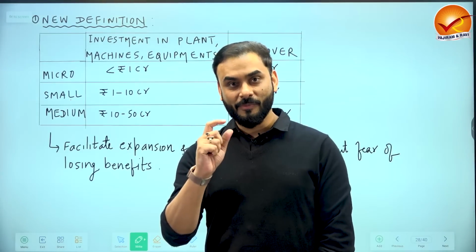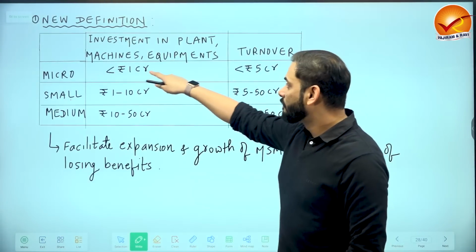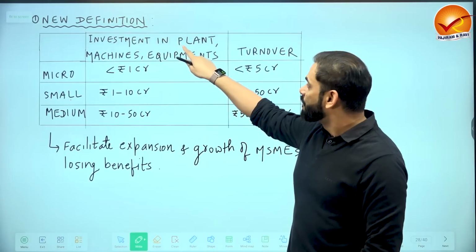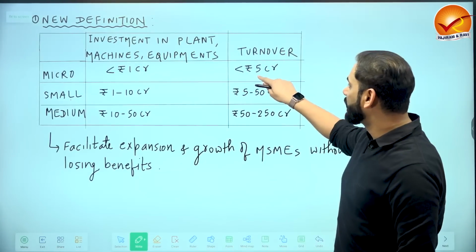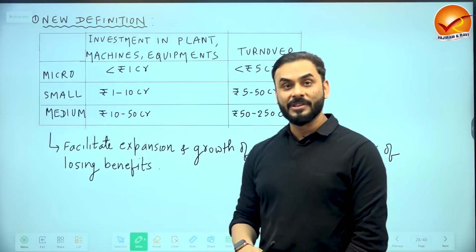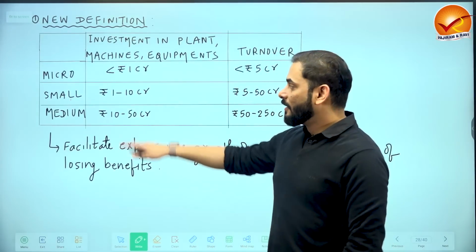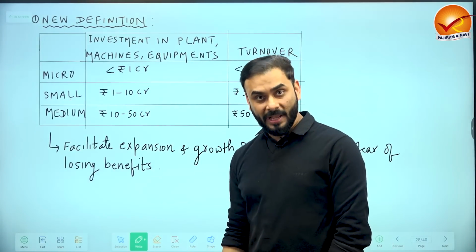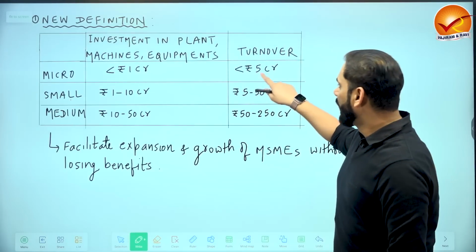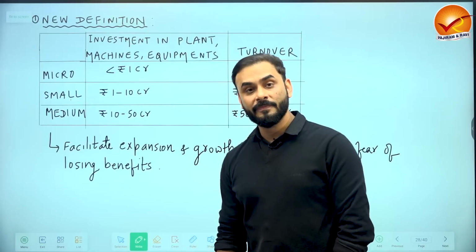Whatever is the value of the commodity that I have sold in the market, that's my turnover. So when the investment in plant, machine and equipment is less than 1 crore and the turnover is less than 5 crore rupees, those types of industries are called micro. When the investment in plant, machine and equipment is 1 to 10 crore and your turnover is between 5 to 50 crore, you are called small.